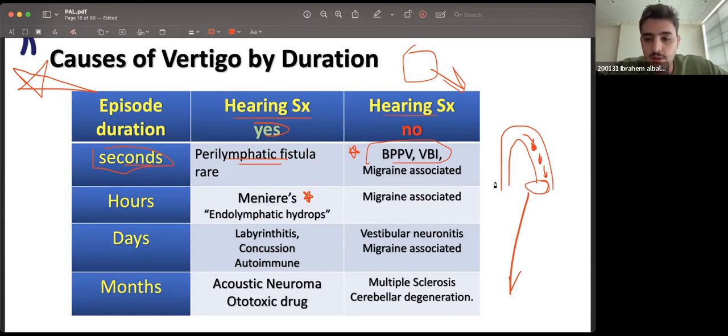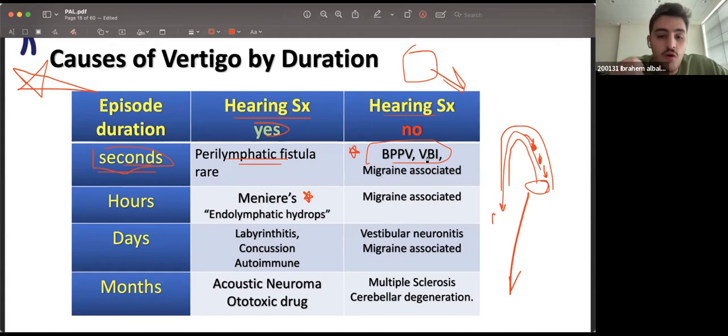I'll show you images in a bit. And the way you treat it is you want to take the stone and carry it out, okay? This is called Epley's maneuver, and I'll explain it in a bit. And the episode is usually for seconds, because as the stone moves, it's for a few seconds, okay?